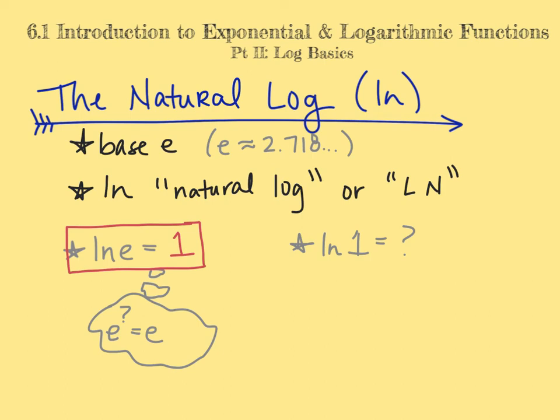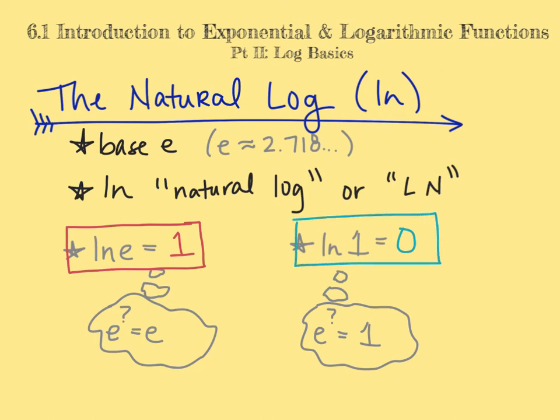Let's take a look at the second example over here. We have the natural log of 1. So this is asking us, since our base again is e, since it's natural log, we're saying e to the what equals 1. Well, e is just a number, so anything to the 0 power is 1. Therefore, e to the 0 is 1, and thus the natural log of 1 is 0. Another important idea. So make sure that you have both of these written down. The natural log of e is 1, and the natural log of 1 is 0.